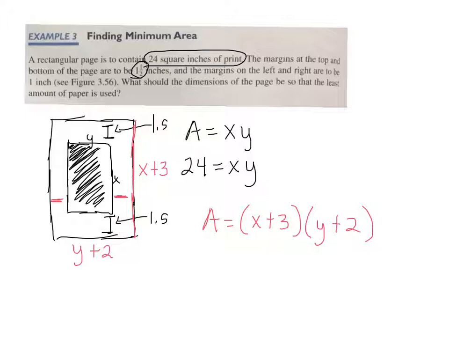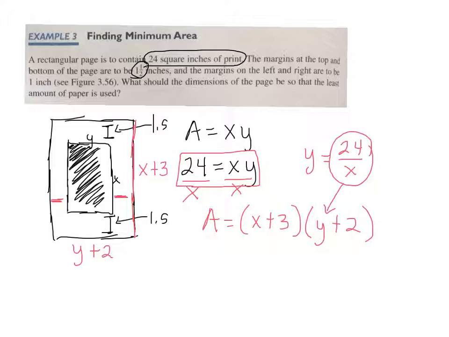But the problem is our function here is in terms of two different variables. I've got an X here and I've got a Y here. So what I can do is take the portion that they told me about, the print section, and solve it for Y by dividing by X on both sides. And so I'd have Y equals 24 over X. Then I could substitute what Y equals in for Y in our function. And so I'd have area equals X plus 3 times 24 over X plus 2, like that.